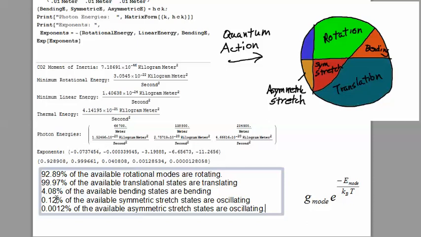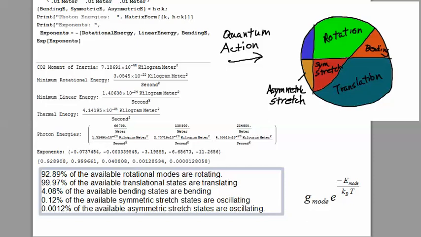And 4.08% of the available bending states are bending, so that means that about 4.08% of them would be basically in the process of emitting in that 15 micrometer line, or the 667 per centimeter. About 0.12% are available in the symmetric stretch mode, and 0.0012% of the available asymmetric stretch states are oscillating.